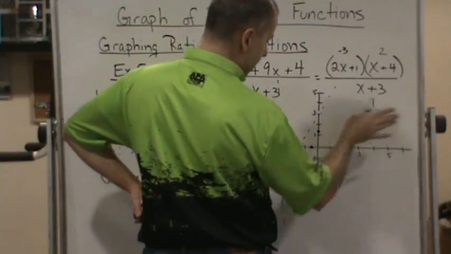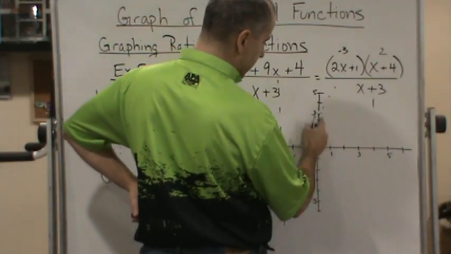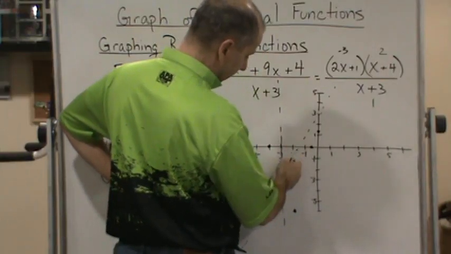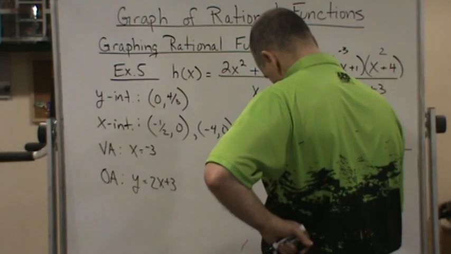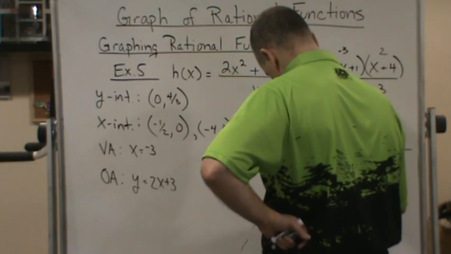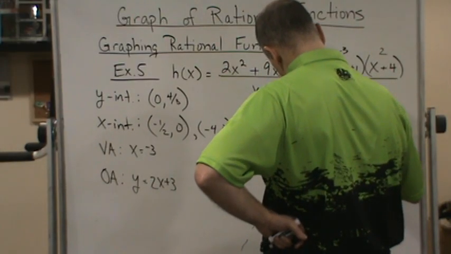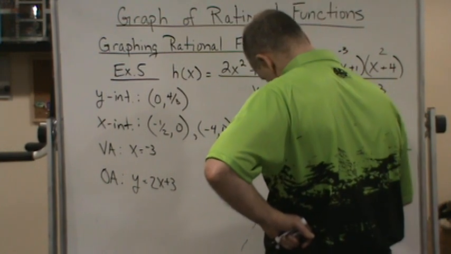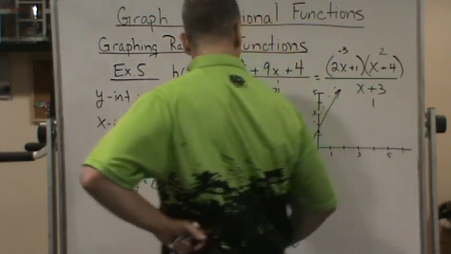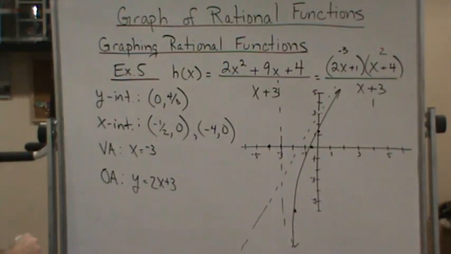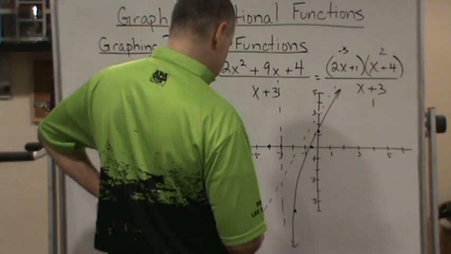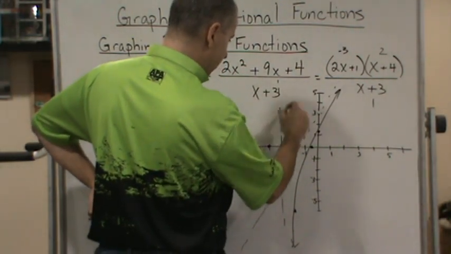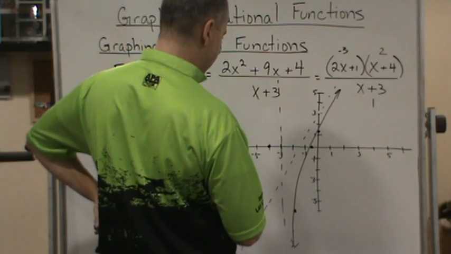But on this side, as x is getting large, it's getting closer and closer to this line. So on this side, it's doing something like this. Let me do this. It's doing something like that. So there's nothing going on in here, right?